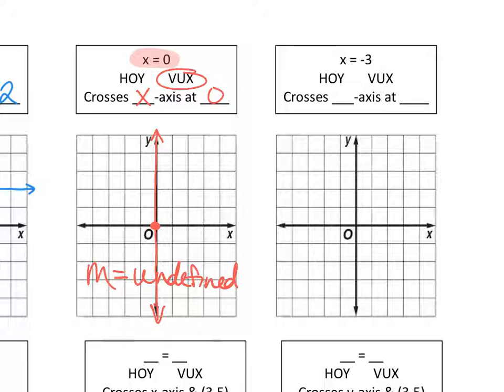Is this Hoy or is this Vux? It is a Vux line, very good, which means it's a vertical line. It crosses the x-axis at -3, on the negative side. And it's vertical, so it's straight up and down. Please use your ruler, unlike me. And what kind of slope? Undefined.